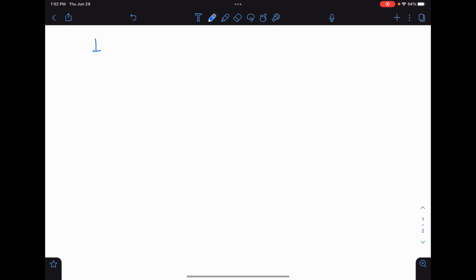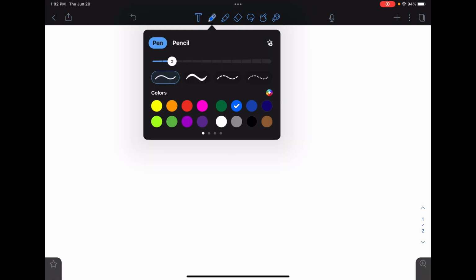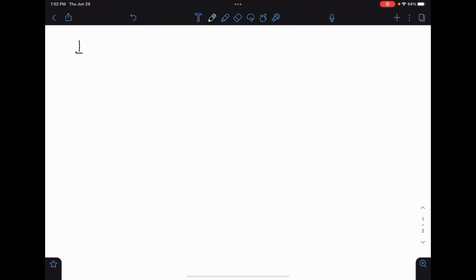So let's just start off with an example right away. Because I feel like if we get too hung up on the name FOIL and how it means first, outside, inside, last, it just hinders the learning process for this. Because at some point, this is going to become robotic for you. You're just going to be able to do this with a couple examples of practice. So let's get right into it.